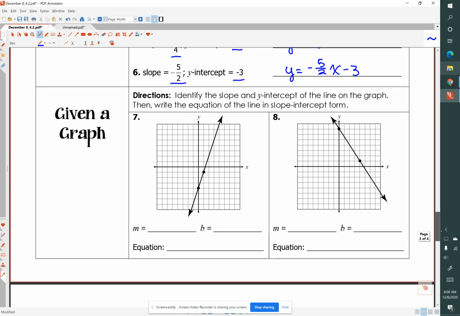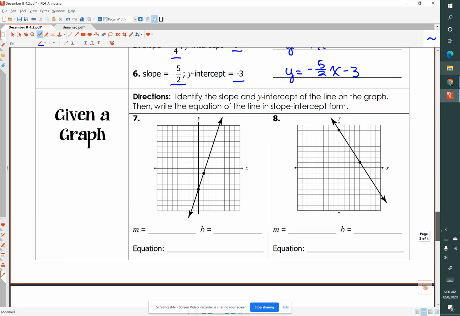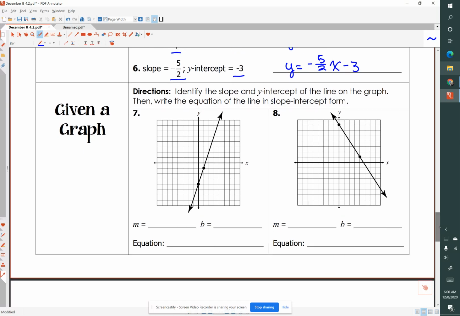So now we're given a graph. So we're going to put together a little bit of what we did yesterday with some of this new material that we just learned. So we're asked to identify the slope and the y-intercept of the line on the graph. Then we're going to write the equation of the line in slope-intercept form. So we have 2 points here. Let's look at the slope. So the slope has a rise of 1, 2, 3, and a run of 1.